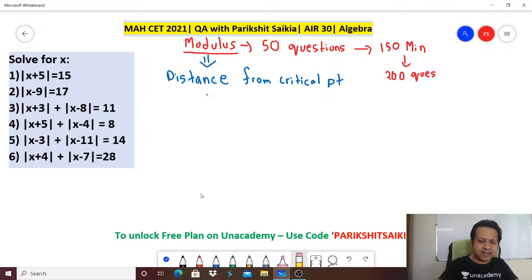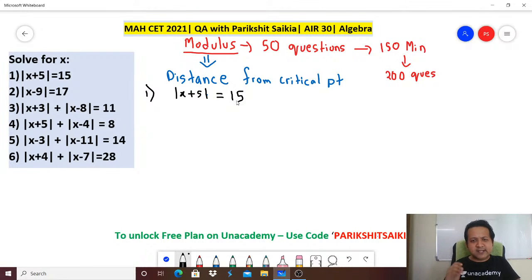Okay, let's take up the first question. What is the first question? The first question is |x + 5| = 15. Now have a look. What does modulus mean? It is the distance from the critical point. What is the critical point? It is that point which makes the modulus 0. So what value should you put? Minus 5. Yes, minus 5 plus 5 will make this 0.